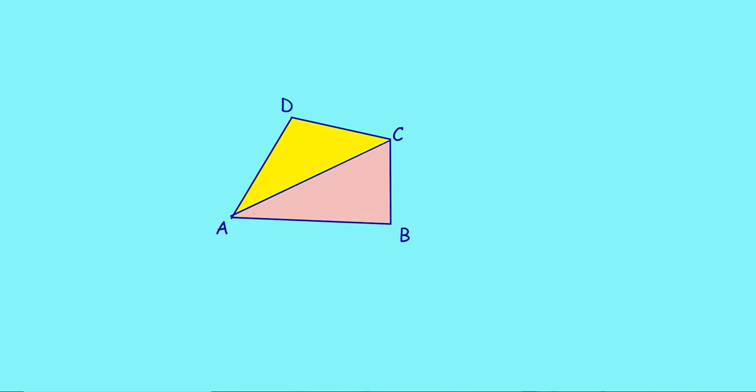Let the length of AC be D, and the altitude drawn from D to AC, that is the height of triangle ADC, be H1, and the same altitude from B to AC we can take as H2. Now area of quadrilateral ABCD we can write as area of triangle ADC plus area of triangle ABC.